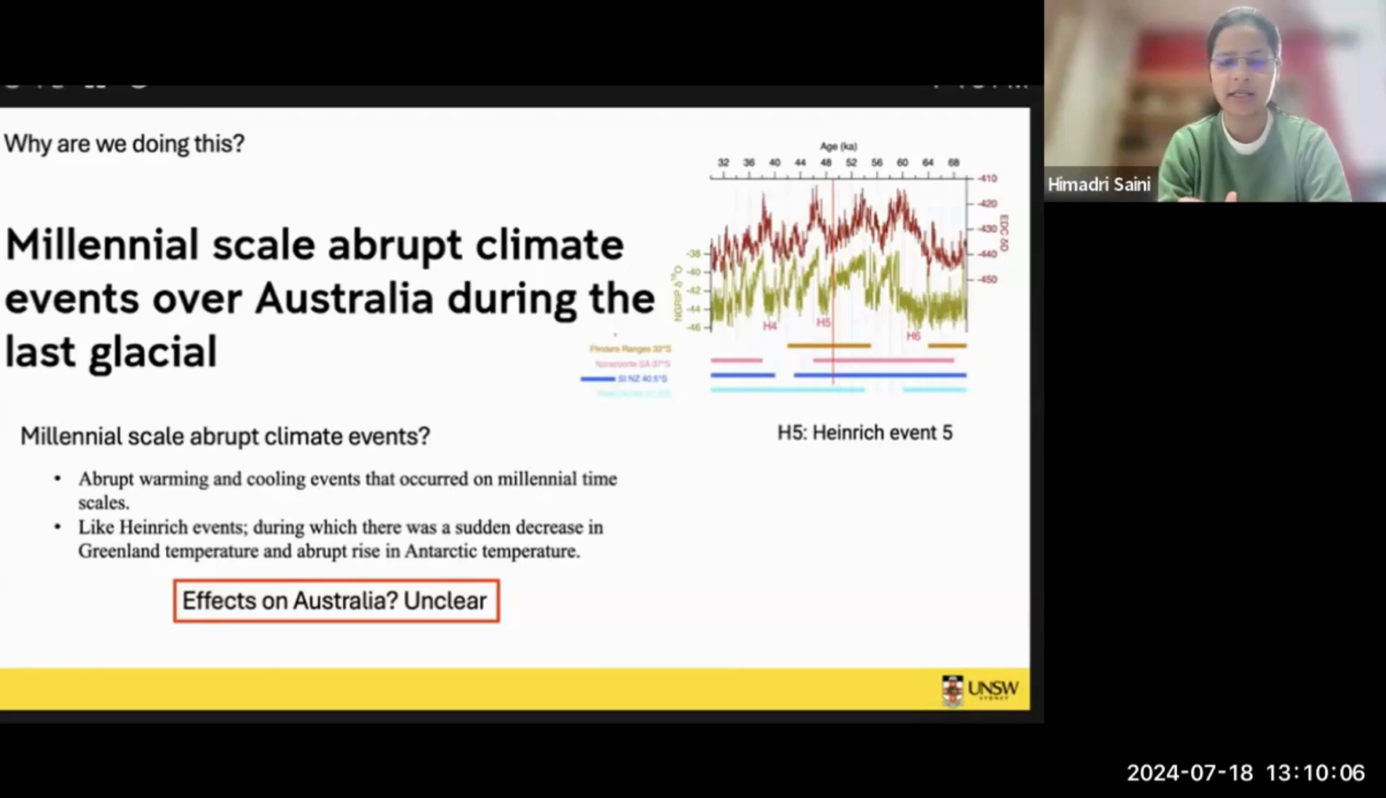These results will basically advance theory on how abrupt climate change propagates globally and would provide climatic context for events in Australia's natural history. In our project, we are targeting Heinrich event 5, which occurred around 49,000 years ago, as this is the best time period considering our records, which are consistent for this particular time period.